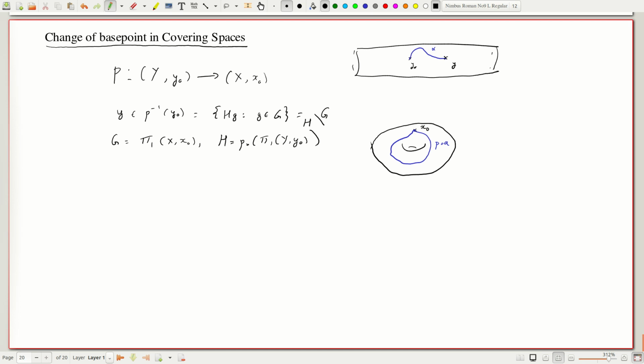Now given such a map P, we can ask the following question: what is the group corresponding to y1? That is simply, what is P star of pi 1 of y1? Remember y1 also goes to x0, so this is contained also in pi 1 of x0. And given what we have seen, this is actually rather easy to answer. We know the change of base point map, so let me say solution.